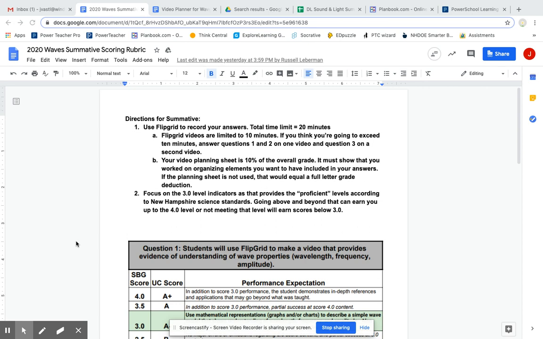Hi guys, I just wanted to come on and talk a little bit about the rubric that I just posted on Unified Classroom and kind of walk you through it a little bit, okay? This is for starting on Thursday, but I figured I'd share it out to you because I have everything all set to go, okay? So the directions for the summative.